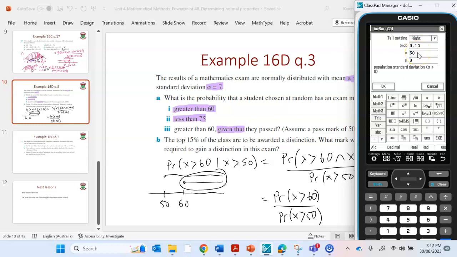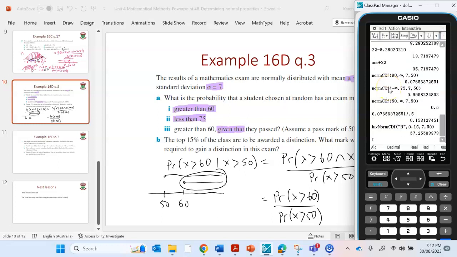And the mean of 50, and oops, around the wrong way, standard deviation, and then a mean of 50. All right, so 57 or above would get a distinction.